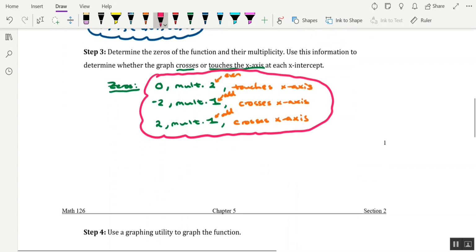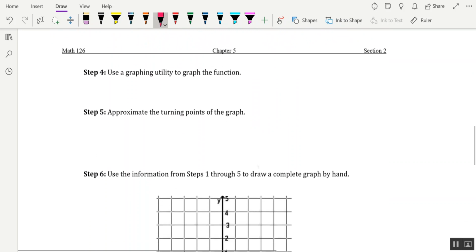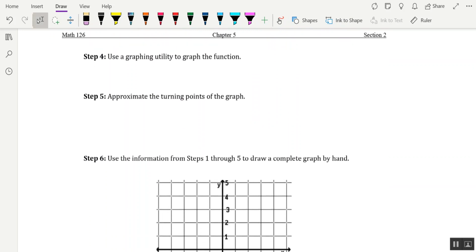So we're seeing it all come together here. Step 4, use a graphing utility to graph the function. All this basically means is we'll enter the function into our graphing calculator, and it might be easier to use the standard form of the polynomial when doing this. And the reason for graphing this in the graphing calculator is to not only confirm some of our algebra work, but to also approximate the turning points of the graph. And do recall that turning points are basically your maximums and minimums.